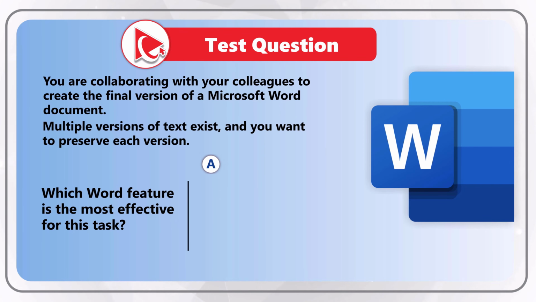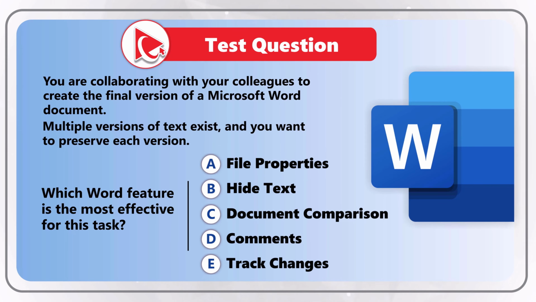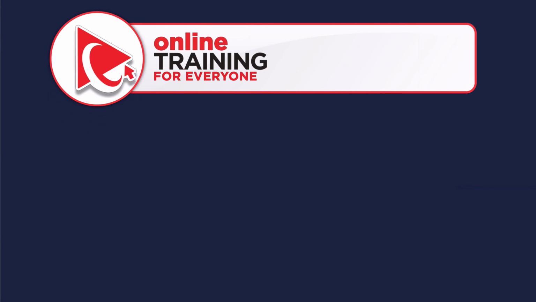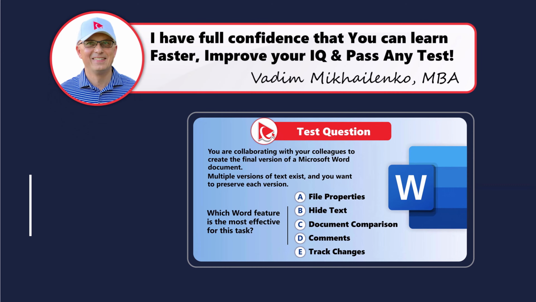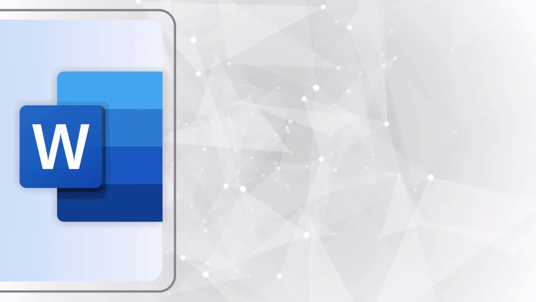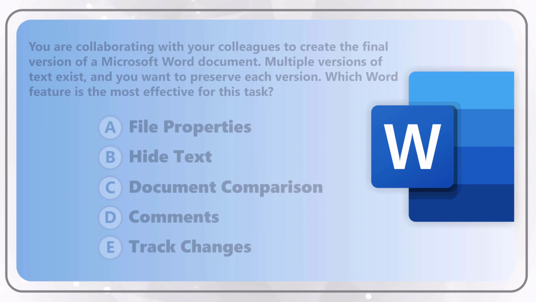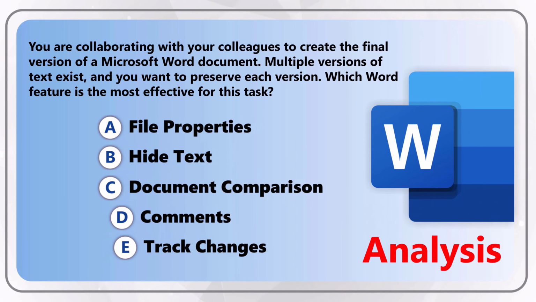Choice A, File Properties. Choice B, Hide Text. Choice C, Document Comparison. Choice D, Comments. And last but not least, Choice E, Track Changes. Take a close look to see if you can answer this question. I think I know what my answer is going to be, so I'm moving forward to share with you my version of the solution. And obviously, if you have thoughts or different feedback or suggestions, please make sure to post them in comments. To get to the correct answer, let's analyze each option to determine if it is correct.